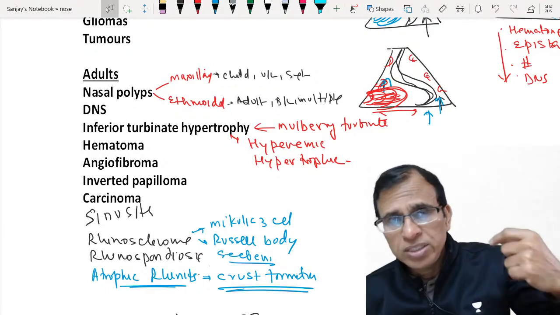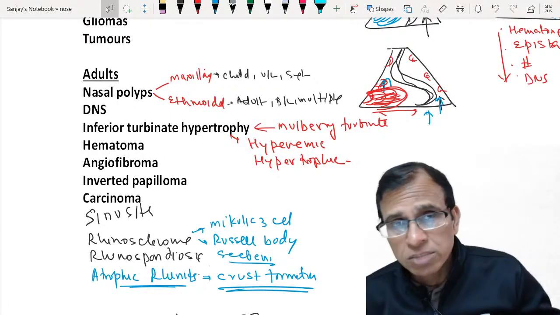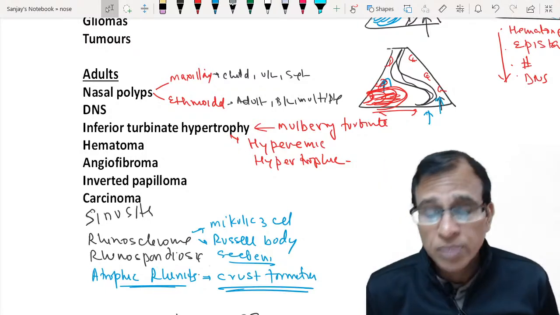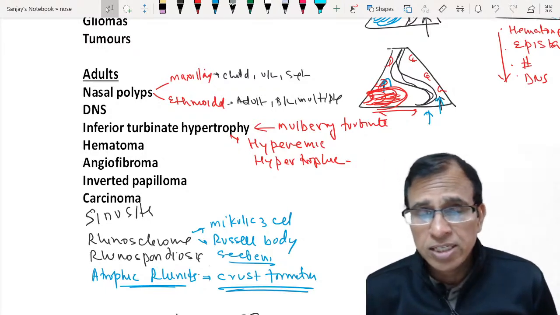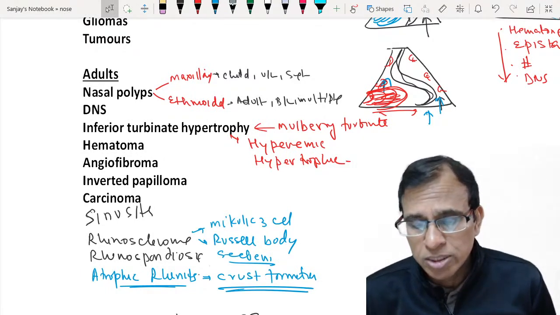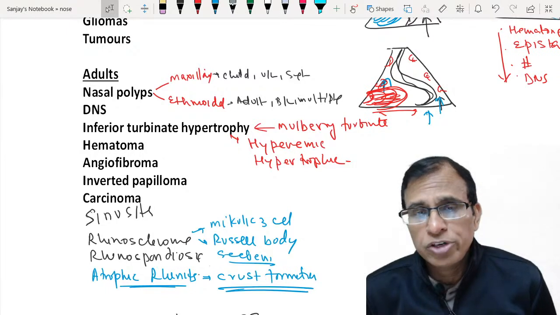If you try to remove it, it bleeds a lot. The moment you touch, it starts bleeding. So not very difficult to diagnose, but very difficult to treat. Atrophic rhinitis, as I said, is not difficult to diagnose. It's very nearly impossible to treat, in most cases. So most of the time we do symptomatic treatment only.